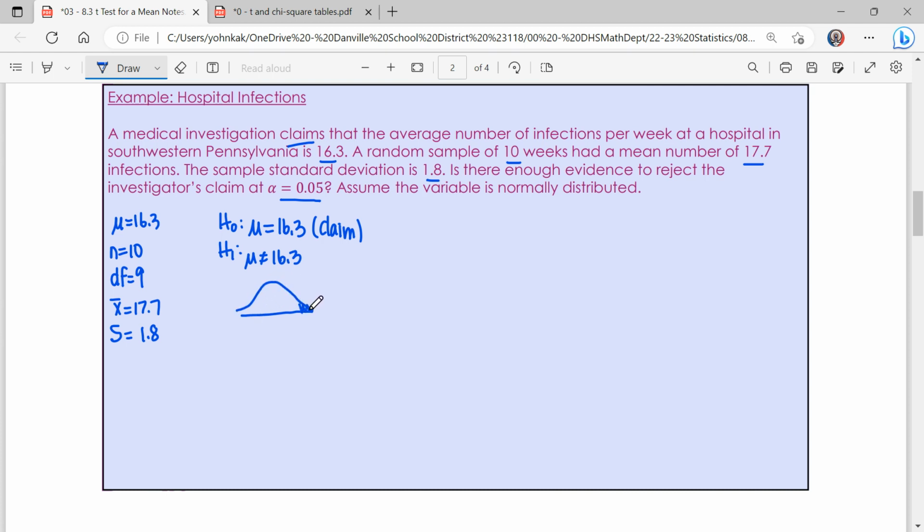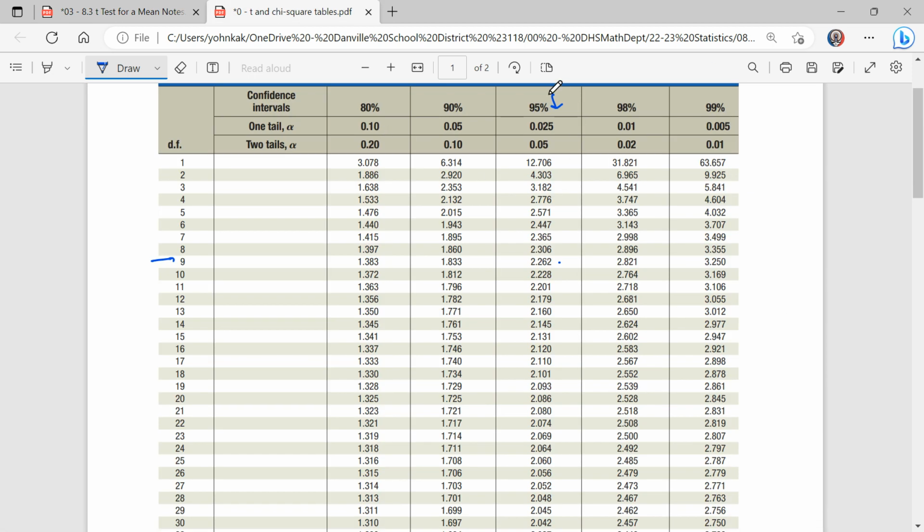It's not equal to, so we're going to shade both ends. We're going to take our alpha of 0.05 and split it into 2. So 0.025 is in each of the shaded areas. Our critical value is t. We have a positive and a negative. To find the actual critical value, we're going to go to our t-table. We have 9 degrees of freedom, and we have 0.025 in one tail or 0.05 in both tails. That gives us a critical value of 2.262.